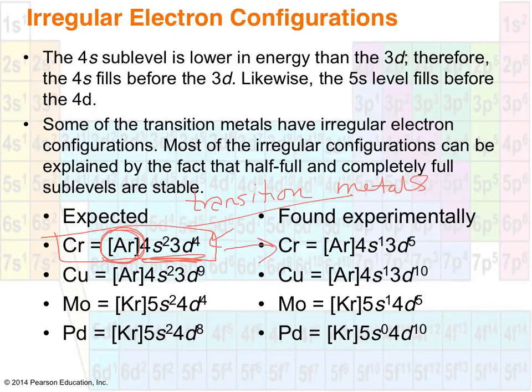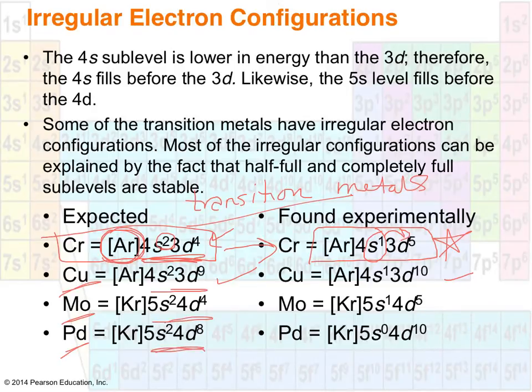But experimental evidence has shown that's not the correct electron configuration. This is. What's happened here? One of the electrons we expect to be in the S sublevel has hopped into the D sublevel. So if you look at each of these comparisons, copper, molybdenum, and palladium, same thing. The expected configuration has a certain number in a D sublevel, but the actual experimentally verified electron configuration has taken basically an electron from the S sublevel and promoted it into the D sublevel.